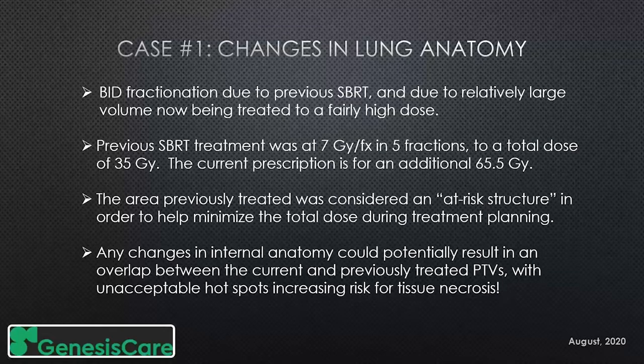The current prescription is for an additional 65.5 gray. So as you can see, the potential to exceed 100 gray in total dose is very real in this particular case. The area previously treated was considered an at-risk structure because we needed to make sure that we minimize the total dose to prevent necrosis in the patient's lung. Any changes in internal anatomy could potentially result in an overlap between the current and previously treated PTVs with unacceptable hotspots, increasing risk for tissue necrosis.